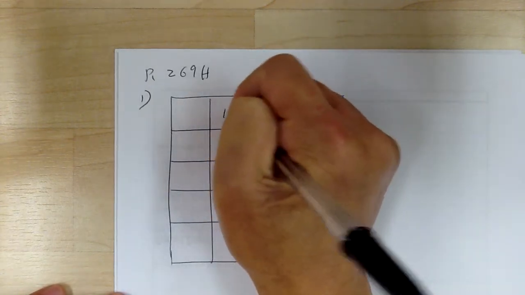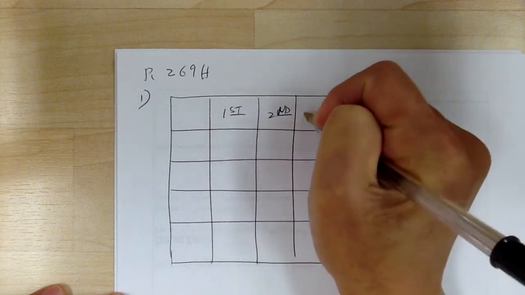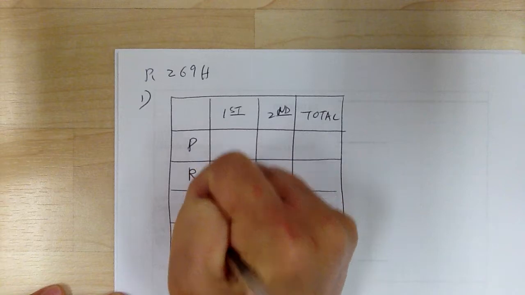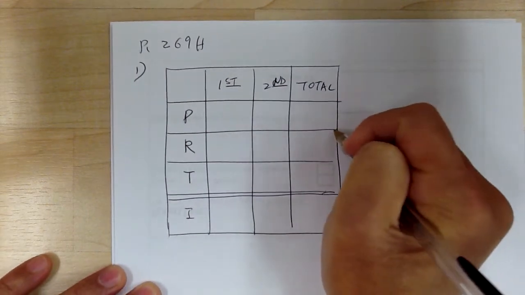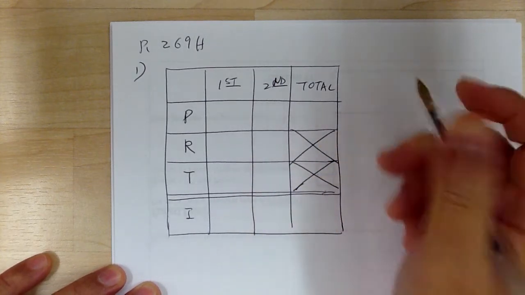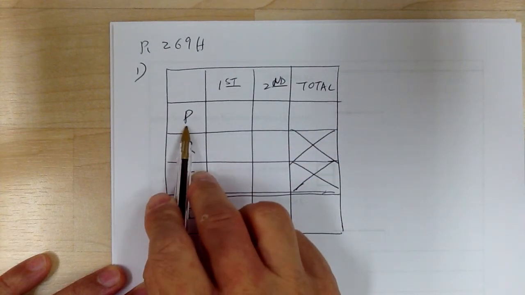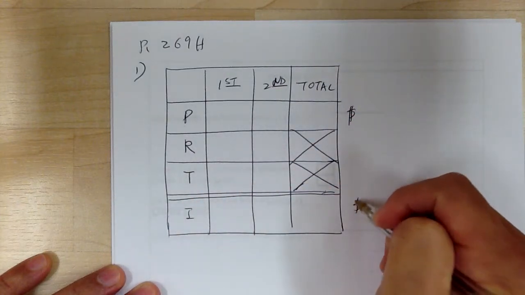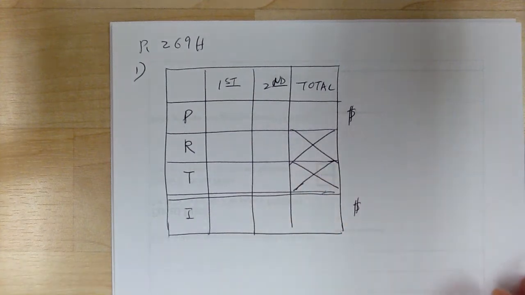So you have the first, you have the second, and you have the total, and you have the P, R, T, I. And you can cross these two out. You cannot add those two, those two do not make sense. You can only add the total amount of money. So again, the principal amount is dollars, so that's why you can add. The interest is dollars, so you can add. But the interest rate and the time, you cannot add those two.